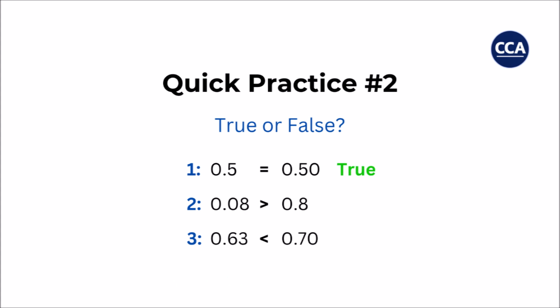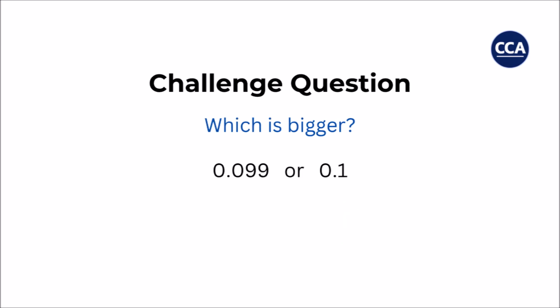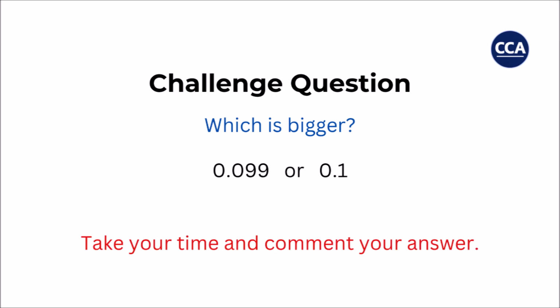The first statement is true. The second statement is false, because 8/10 is greater than 8/100. And the third statement is true. Here is your final challenge. Which number is bigger? 0.099 or 0.1? Take your time and comment your answer.